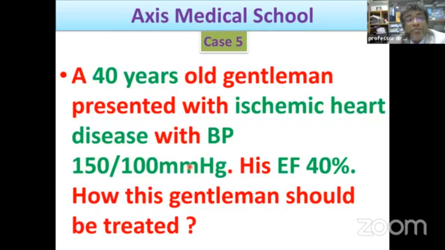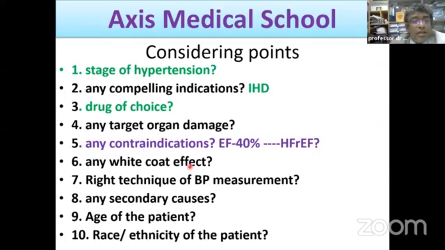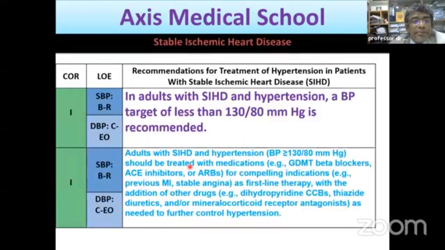In the last four cases, we have seen patients with hypertension who may have target organ damage. But here the patient has ischemic heart disease, along with an ejection fraction of 40%. So here he has features of heart failure. That is heart failure with reduced ejection fraction, at 40%. So how should this patient be treated?